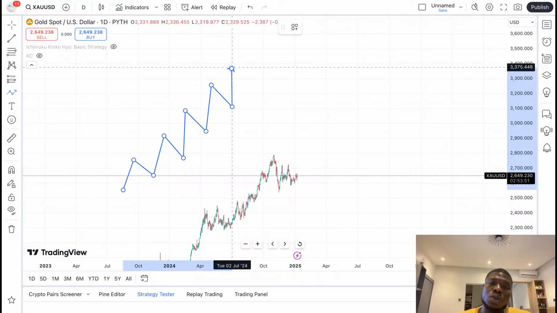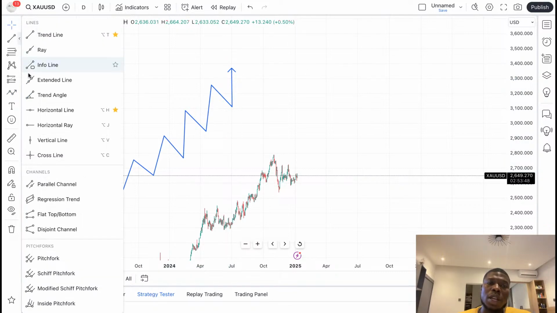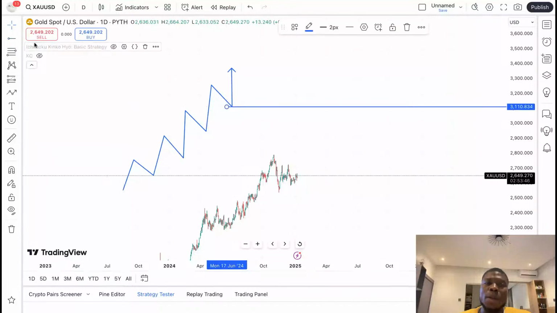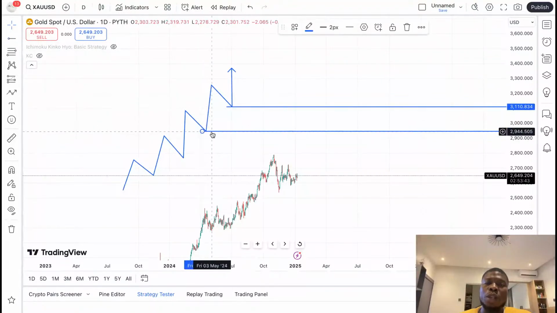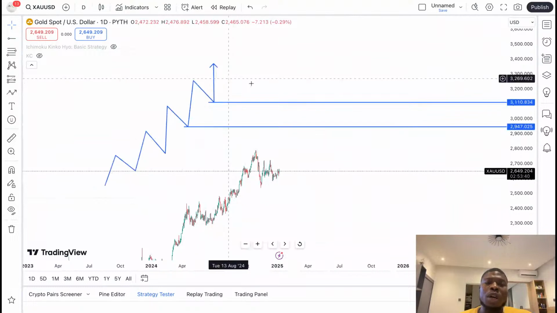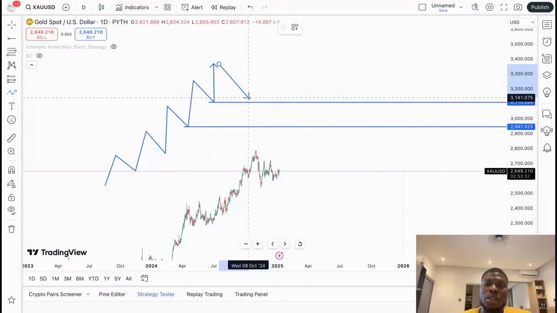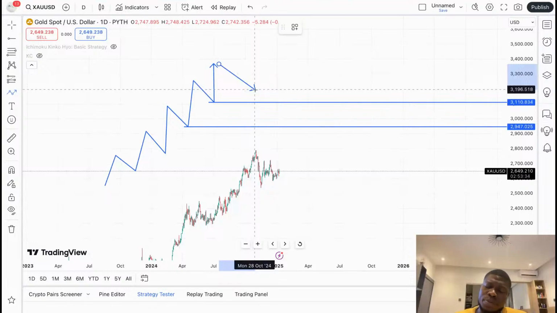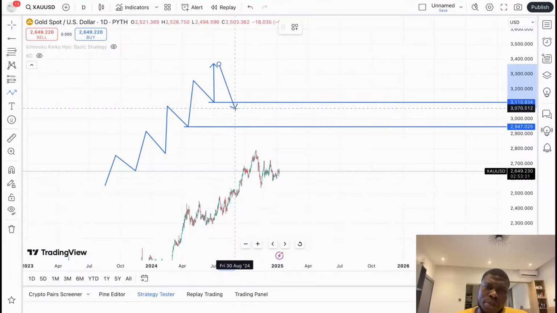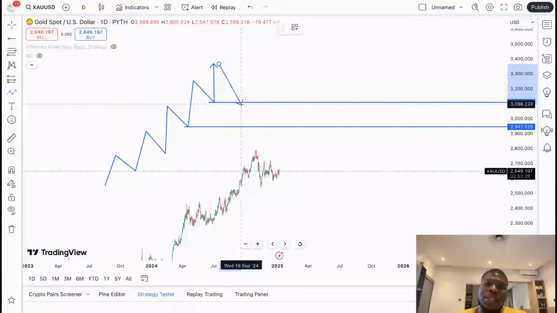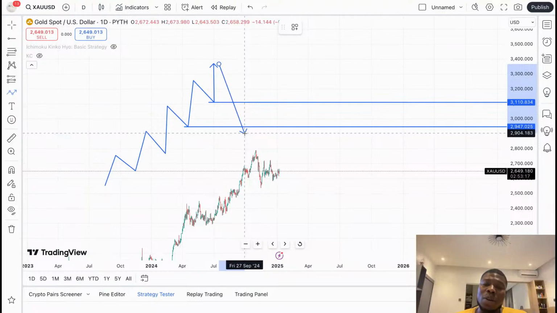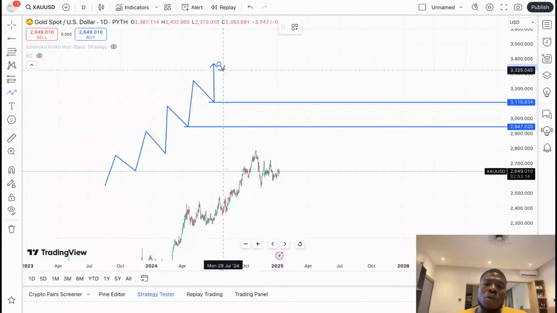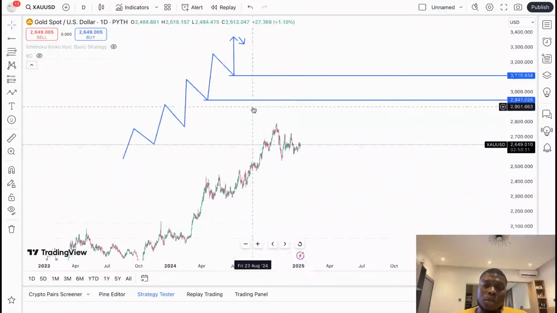Now you need to mark out the last low and the low following this low. If the market is above it, that means your uptrend is still active. If your market is below this first low, that means the market has entered ranging. It's no longer in an uptrend or downtrend. If it goes below this area, that means the market has entered a downtrend. So now let's check on gold.